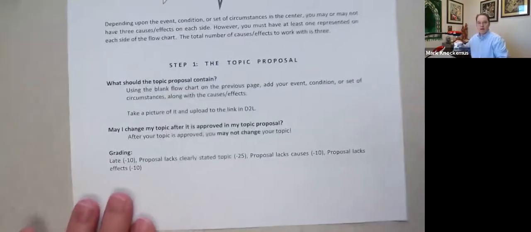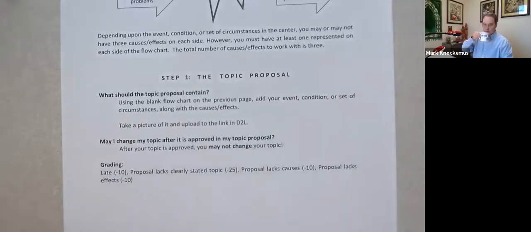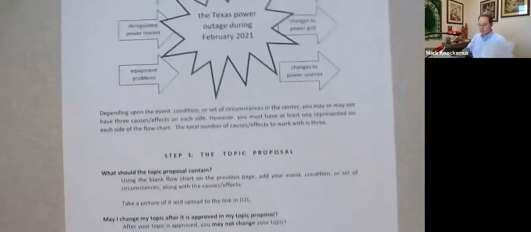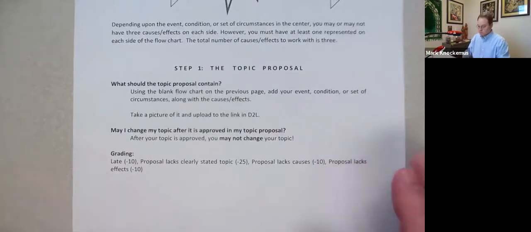Taking a look here, step 1. What's going to happen with the topic proposal? You're going to use this blank flowchart, and you're going to fill it in just like I did. Then just take a picture of it and upload it to the appropriate link in D2L.